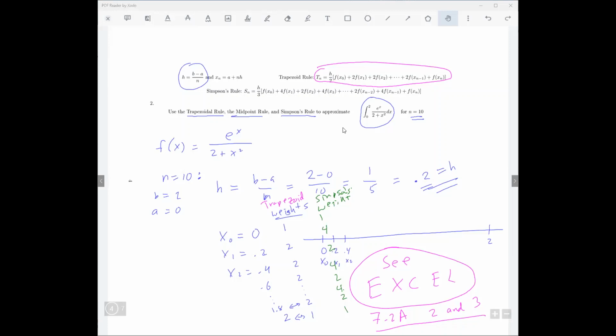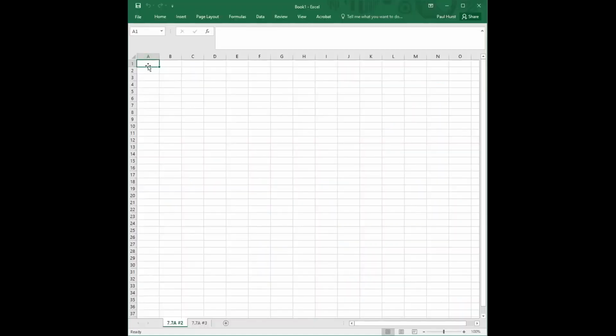So here we are in Excel. I have a blank spreadsheet. Like I said, I'm going to have my x sub n's here. I'll write x sub n in there. And I said 0, 0.2, 0.4, 0.6, 0.8. There's probably an easier way to do this, but I'm just going to type them all out like that. Now right here, I'm going to write the function values, because those are also important.